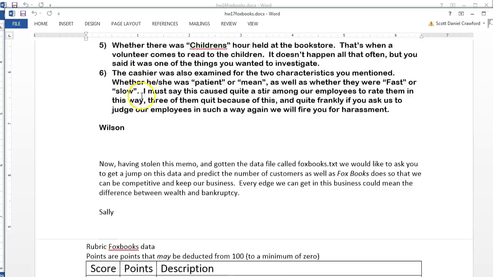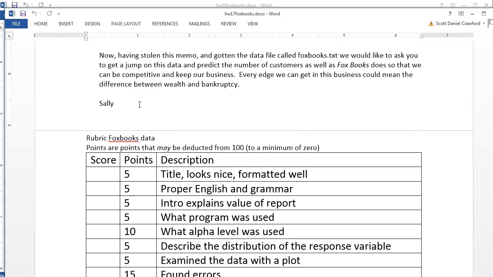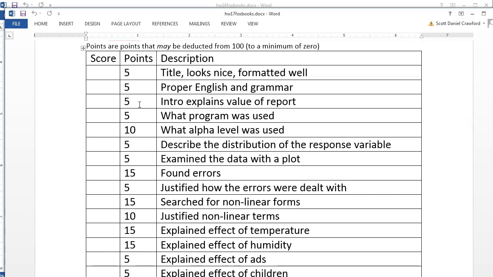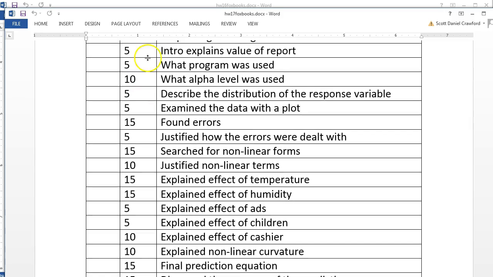So here's all the different pieces, and they want to be able to estimate the number of customers. Well, they're actually predicting the number of customers for their competition, and go through and show all the different pieces. And notice, describe the distribution of the response variable. That's why in the previous homework it said, how well can you estimate the mean? And let's just talk about the customers.